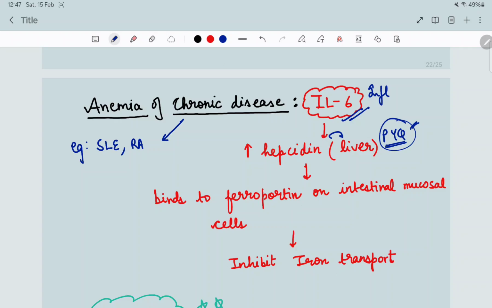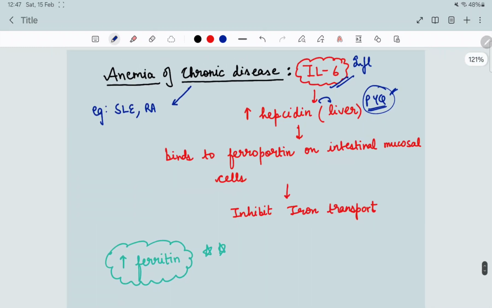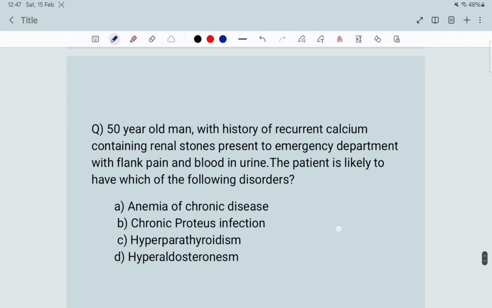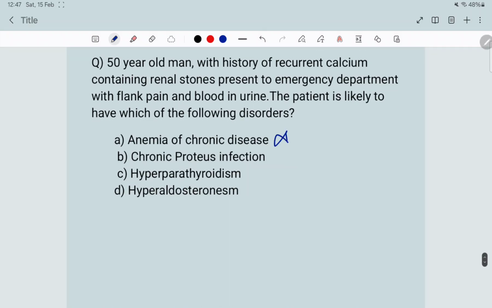Examples of chronic disease can be SLE and RA. And in anemia of chronic disease, ferritin is increased. It is opposite to iron deficiency anemia. So these are important points of anemia of chronic disease, which include interleukin 6, hepcidin, and binding to ferroportin. So in anemia of chronic disease, nothing is mentioned about calcium stones.